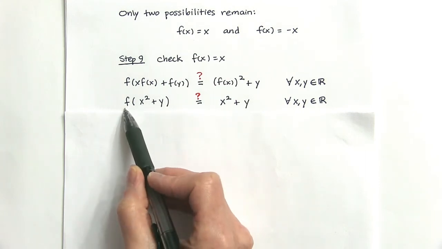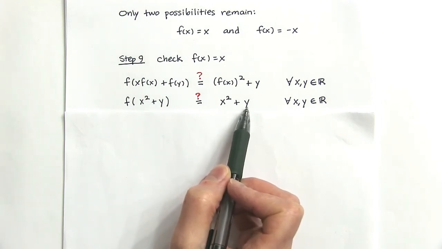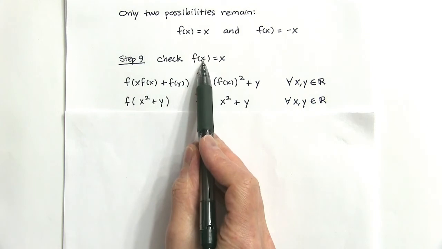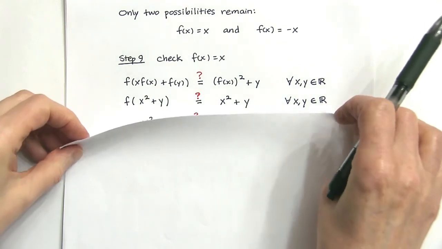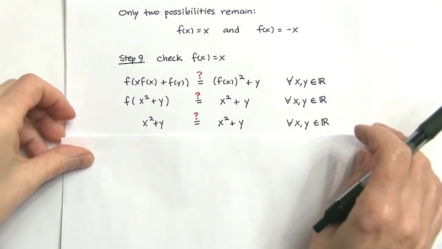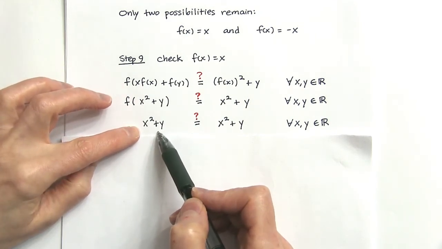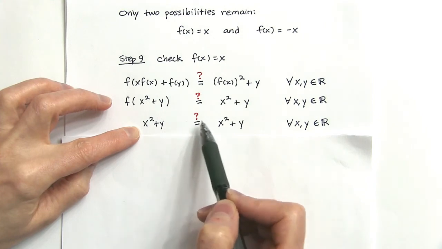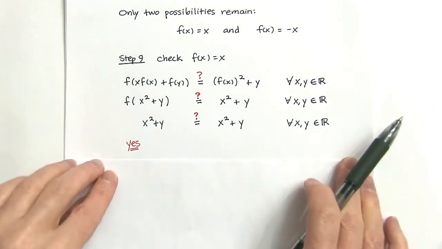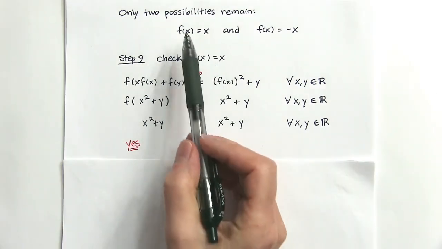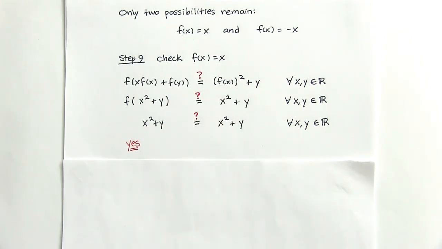So we're asking, does f at x squared plus y equal x squared plus y? And yes, it does. Because whatever you plug into f, you get it back. So f evaluated at x squared plus y is x squared plus y. So yes, the left-hand side is equal to the right-hand side for every pair of real numbers, x and y. So yes, the first possibility, the function f at x is x, does satisfy the condition given in the problem.